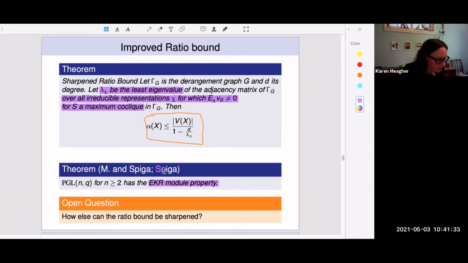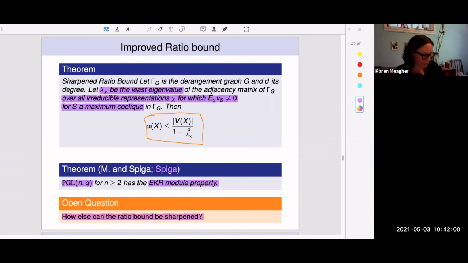Okay, and then Spiga, Pablo, did this work where he showed that PGL(n,q) for n greater than 3, I guess, has the EKR module property. And his paper is beautiful. It's amazing. It's so well written and lovely. And my open question is, how else can we sharpen the ratio bound? What other things could we do to strengthen it?